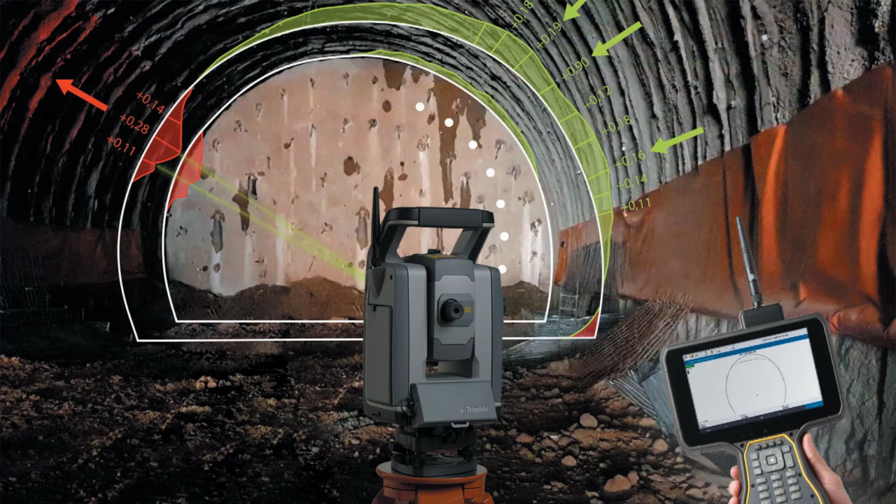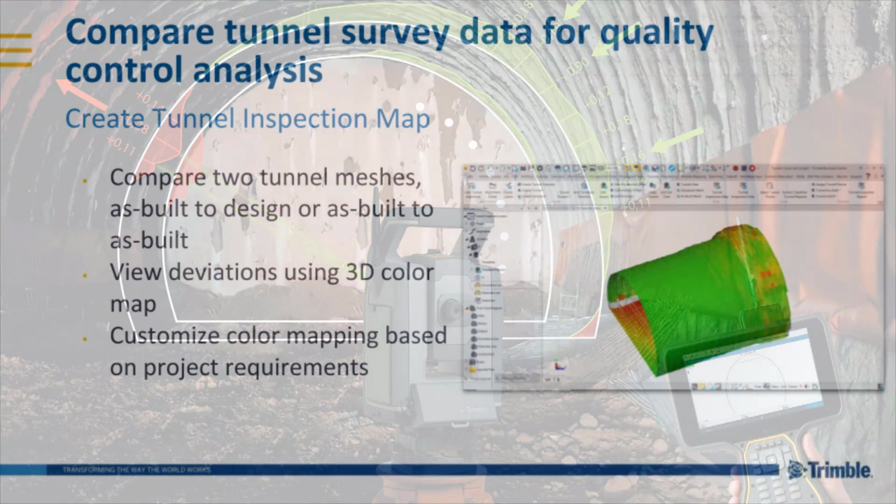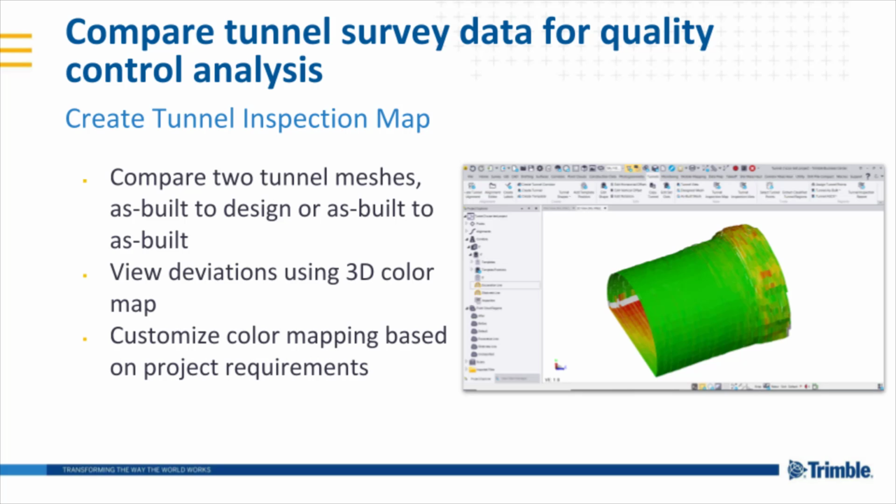The tunnel inspection map is a 3D mesh object that allows you to visualize the deviations between those two tunnel meshes. The meshes that can be compared with this feature are design to as-built or as-built to as-built mesh comparison. Once created, you can view those deviations using a 3D color mapping of the inspection map, and you can also customize that color map based on your project requirements. This is the first step in the 4-step process of the tunnel inspection workflow.